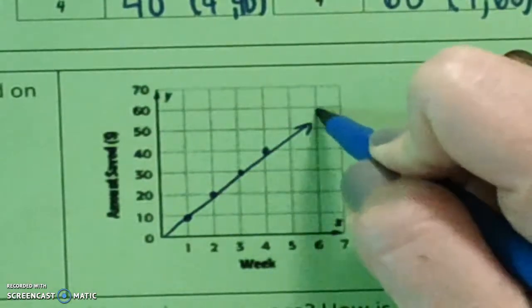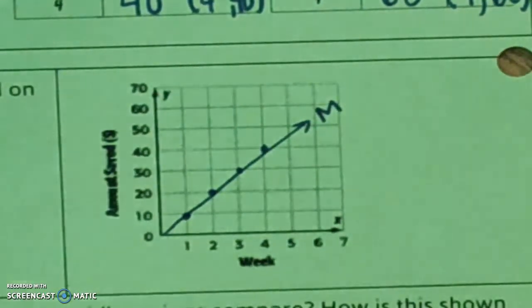I'm going to label it M for Marcus. If you just have a pencil, all you have to do is write M for Marcus. Sometimes the colors make it a lot nicer, doesn't it? Fun, artsy. Questions on how we put the ordered pairs on the line? Okay. Our next one is going to be David.